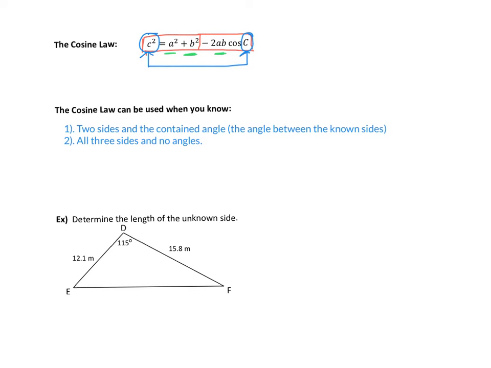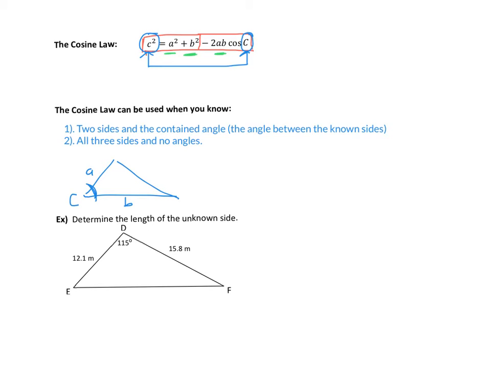So we have the summary. Your cosine law can be used when you know two sides and the contained angle. And if you're a picture person, that means you've got your triangle. I'm a picture person, and you know little a, we'll call it little b, and you know the angle between them, so I'll call that angle C.